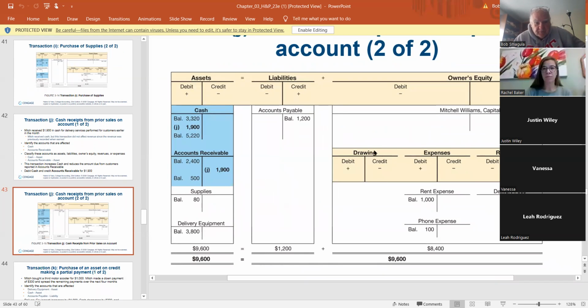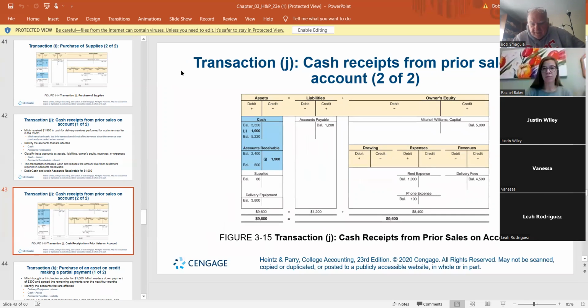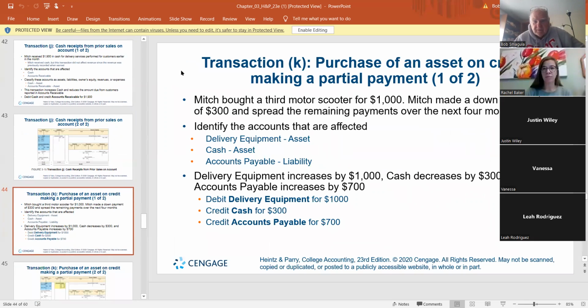And here we go. Bringing in a ton of cash now. He's got $5,220 in cash. Assets equal $9,600 plus $1,200 in liabilities. Owner's equity, 72. That is called the accounting equation, in balance.